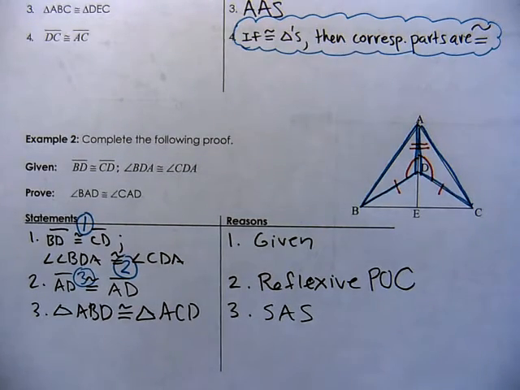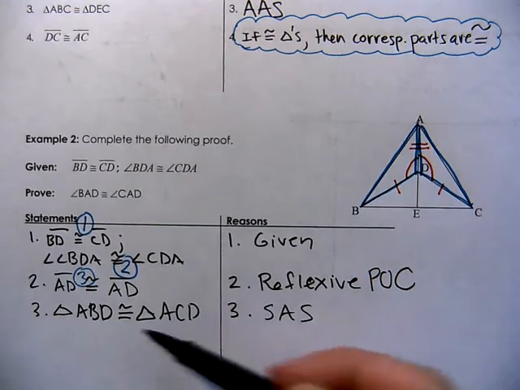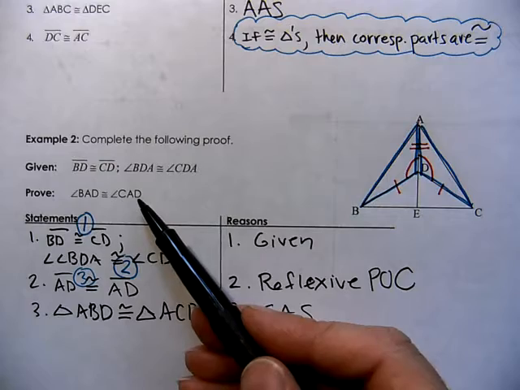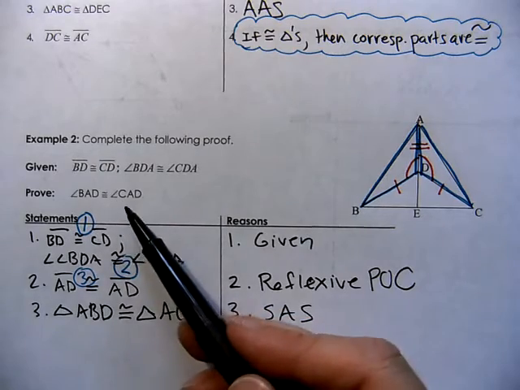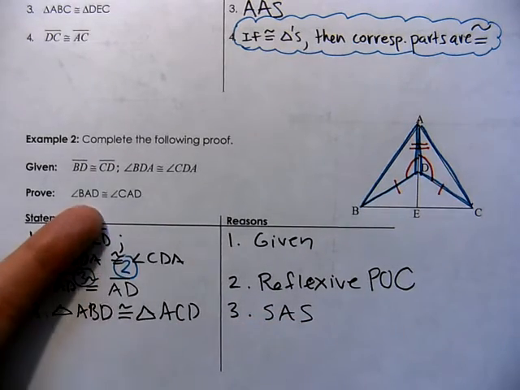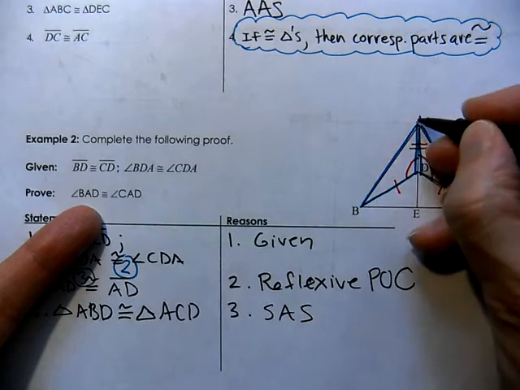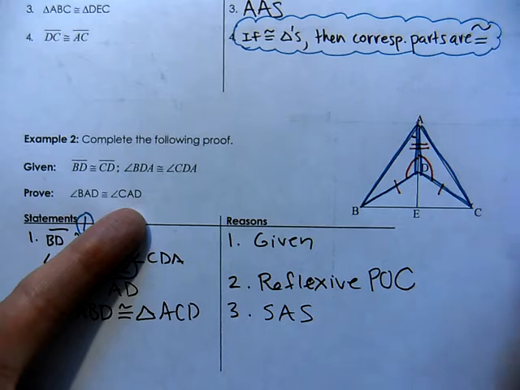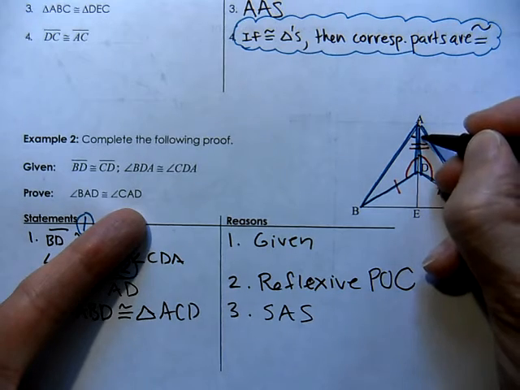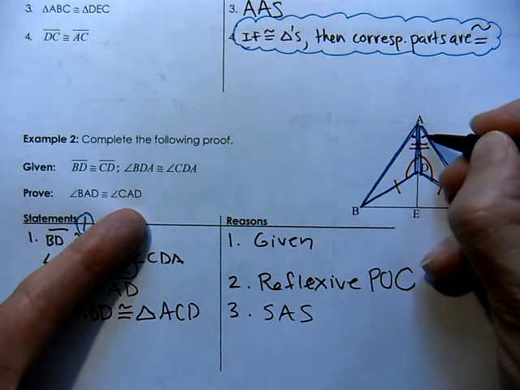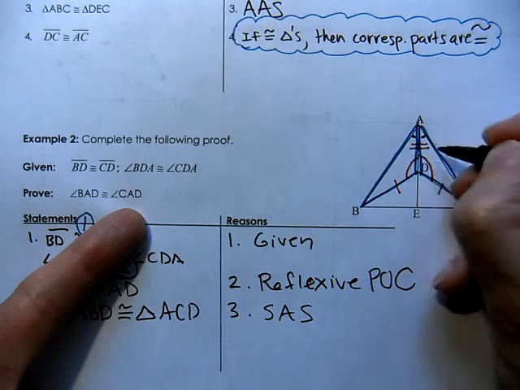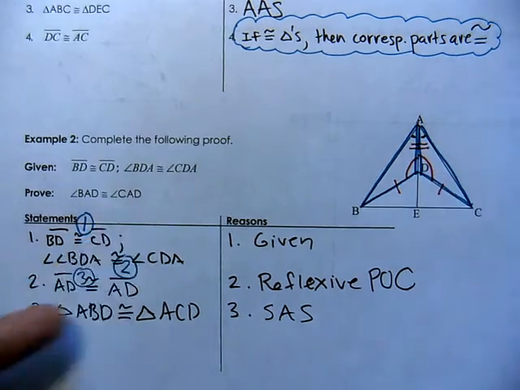And again, it used to be that we would just stop our proof here because that's what they had been asking us to prove, but now we're going one step farther. Notice what they're wanting us to show is that angle BAD, that's this angle right up here, is congruent with angle CAD. How do we know those angles are congruent? Because they are sitting on two triangles that are congruent, that are identical to each other.